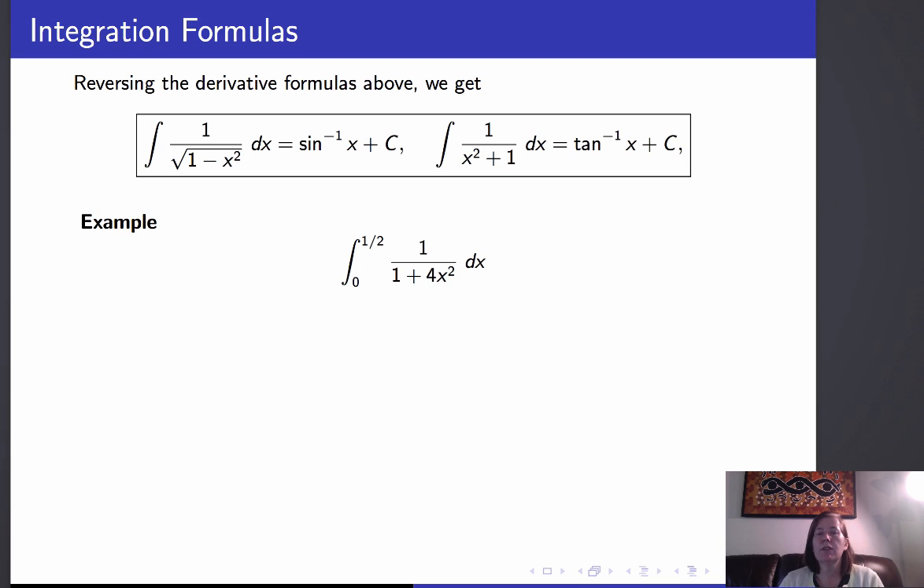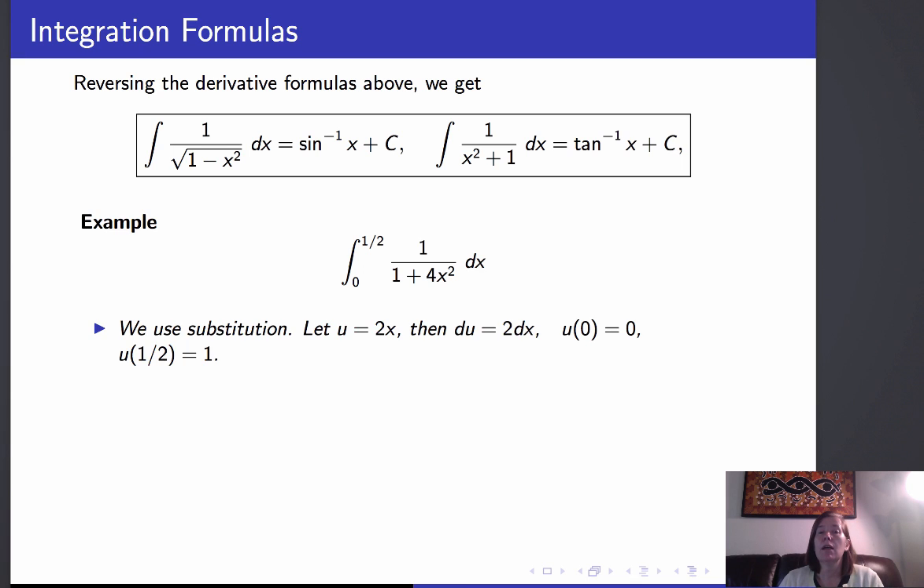So suppose I want to integrate the function 1 over 1 plus 4x squared from 0 to 1/2. Now this looks similar to the integration formula for tan inverse, so I would like to reshape this to the form 1 over 1 plus u squared using a substitution. And a fairly obvious substitution to try is if I let u equal 2x, then certainly the integrand will look more like 1 over 1 plus u squared.